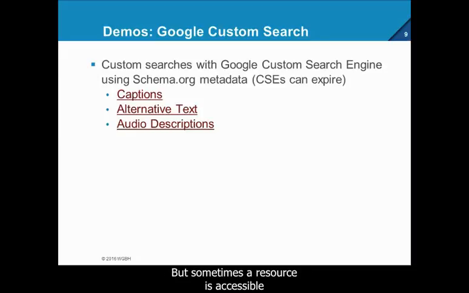But sometimes a resource is accessible for a particular person even without having any accessibility features. For example, if there's a document that's text and images, and I'm a person who has a hearing impairment, that document is fully accessible to me. It doesn't need captions because there isn't any audio in it. And this is the level of accessibility searching that is made possible by the new fields.